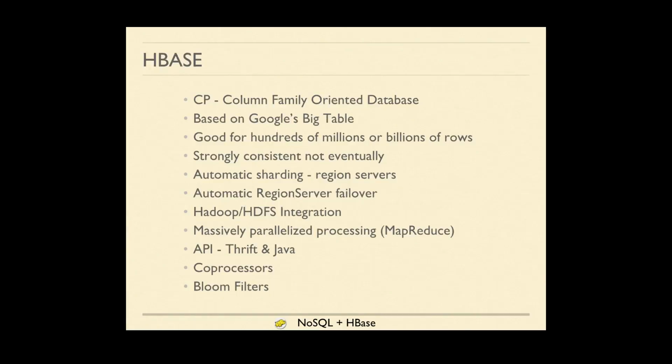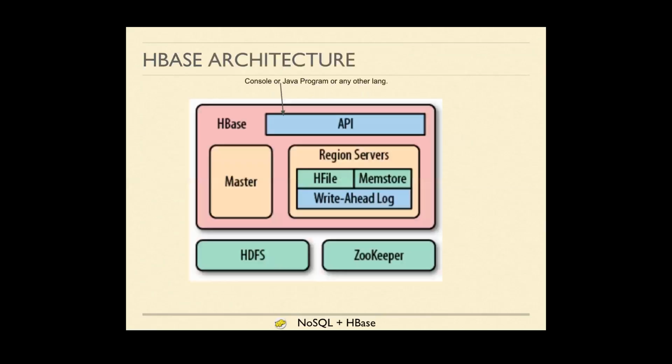Meaning your data gets distributed, divided amongst many servers automatically. There is a failover at every node. We will show you that. It has a strong Hadoop and HDFS integration, and the way to process data is using MapReduce or using Hive. The API is based on Java and Thrift. It provides Bloom filters and coprocessors. All right.